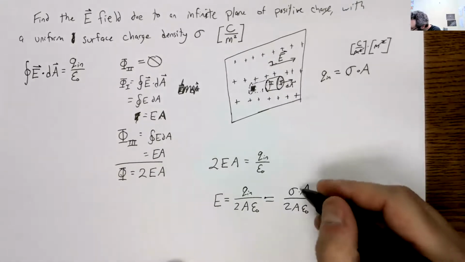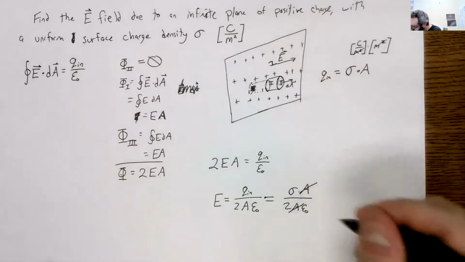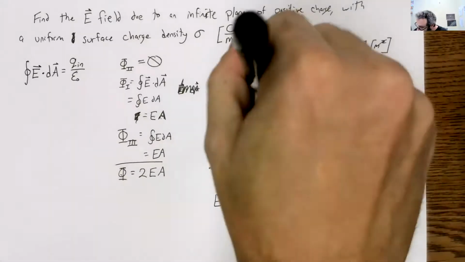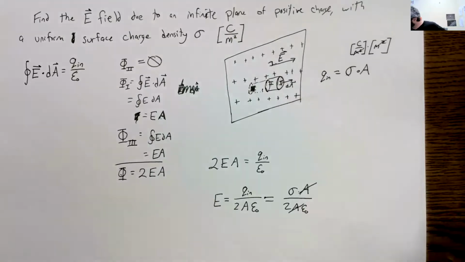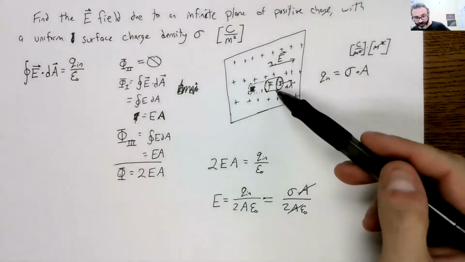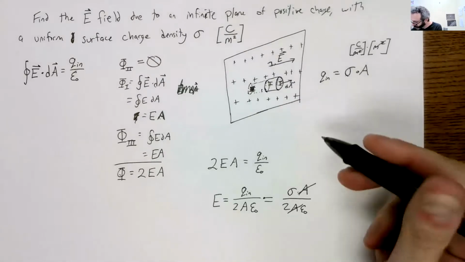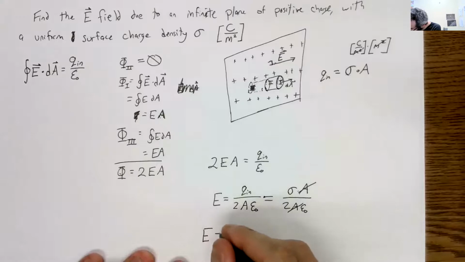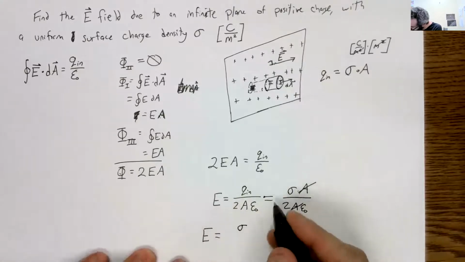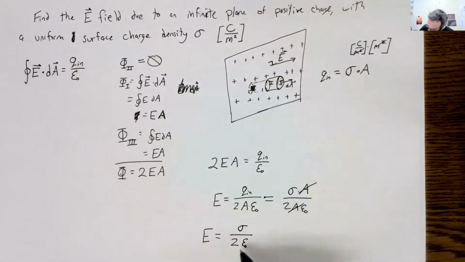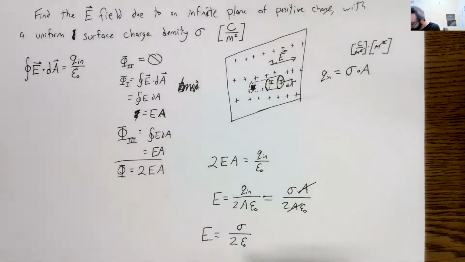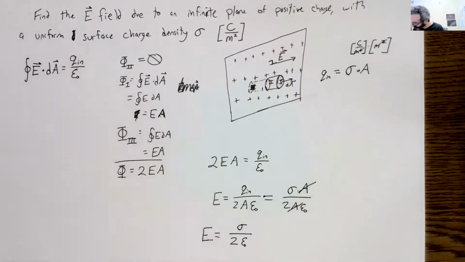And this is good because our areas, which we haven't really defined, cancel out. So it doesn't matter how big or how small we make our imaginary cylinder, and it shouldn't. Our imaginary cylinder shouldn't actually affect the value of the electric field. It doesn't matter how big or how small we make this cylinder because the area cancels out. And what we get is the electric field is just the surface charge density divided by 2 epsilon naught, for the magnitude. And its direction we already know is going to be perpendicularly outwards from the plane of charge.